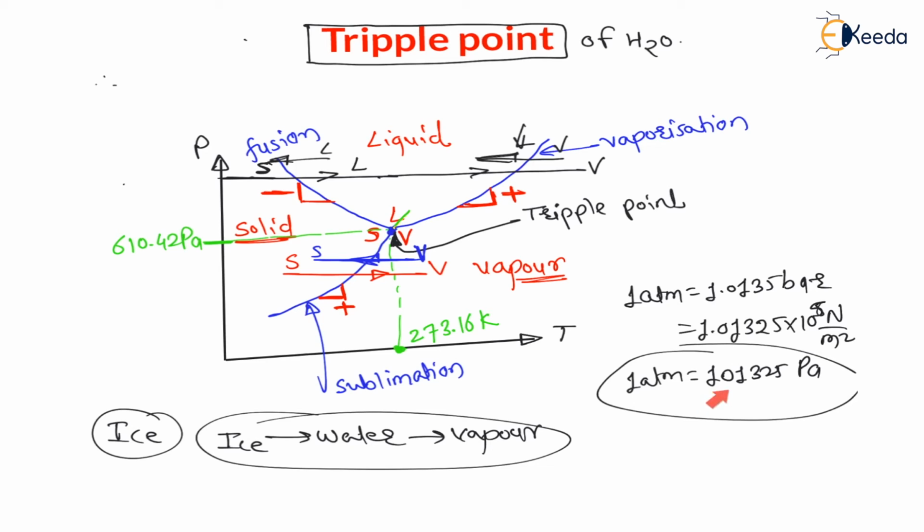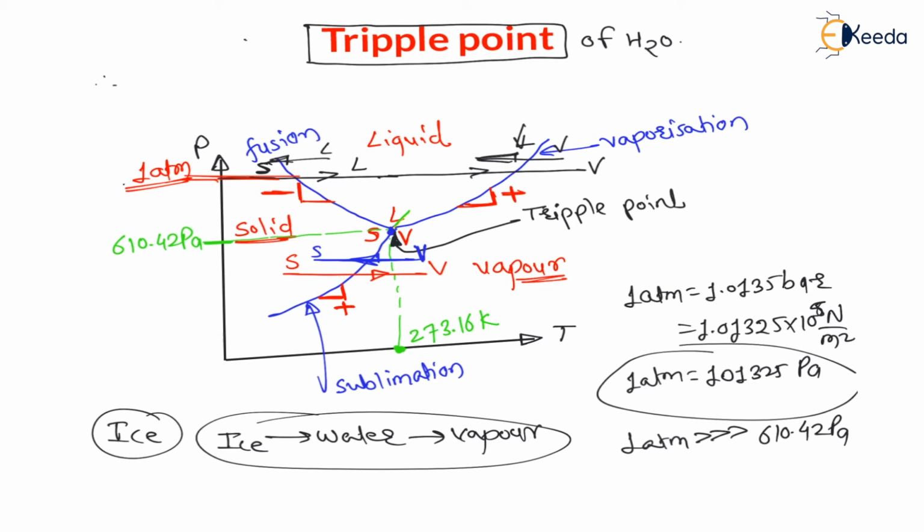And my dear students, can you say this 1 atmospheric pressure is very much greater than 610.42 Pascal, right? And triple point pressure of water is 610.42 Pascal. Therefore whenever we are heating ice at atmospheric condition, we are doing operations on the ice at a pressure more than triple point pressure, that is atmospheric pressure. Therefore on heating, first ice becomes water and water becomes vapor. This will be the order of phase change.